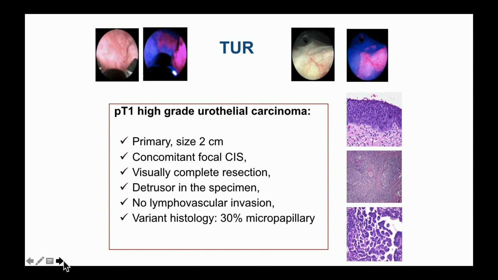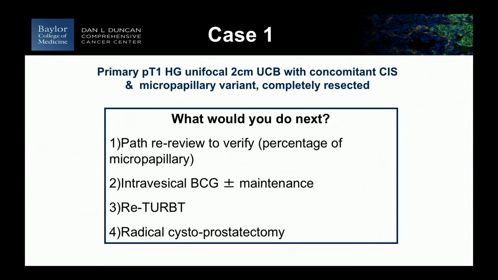And the reason that this is a kicker with micropapillary is there's data out there, or I should say modest level evidence and opinion-based, that they may or may not respond as well to BCG if BCG is the otherwise appropriate therapy, or they may not respond to neoadjuvant chemotherapy if they have a muscle invasive cancer. So very briefly, what would you do next? Re-review, verify the percentage of micropapillary. That's always a good idea. Would you go straight to intravesical therapy, re-TUR, or just go ahead and do a cystectomy?